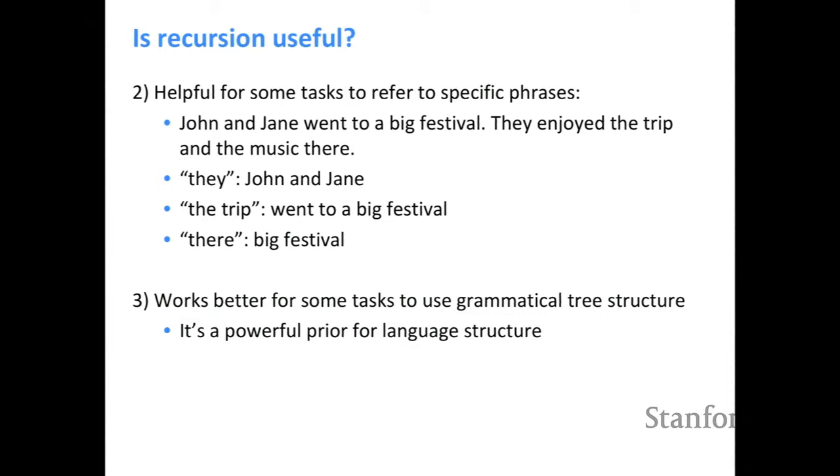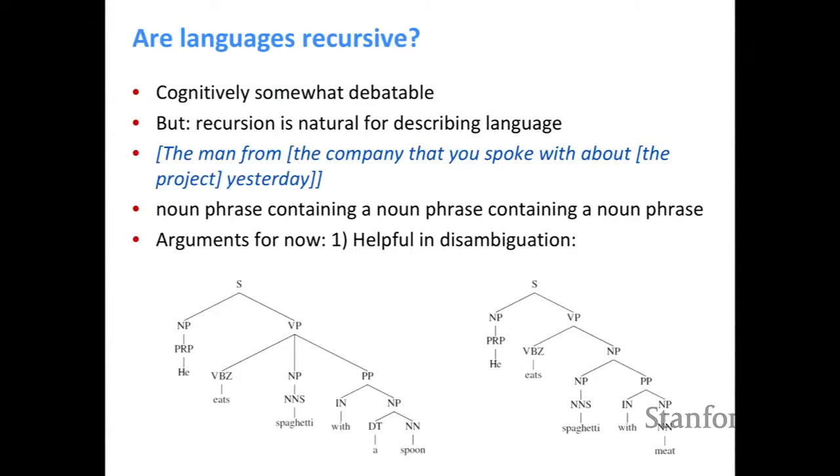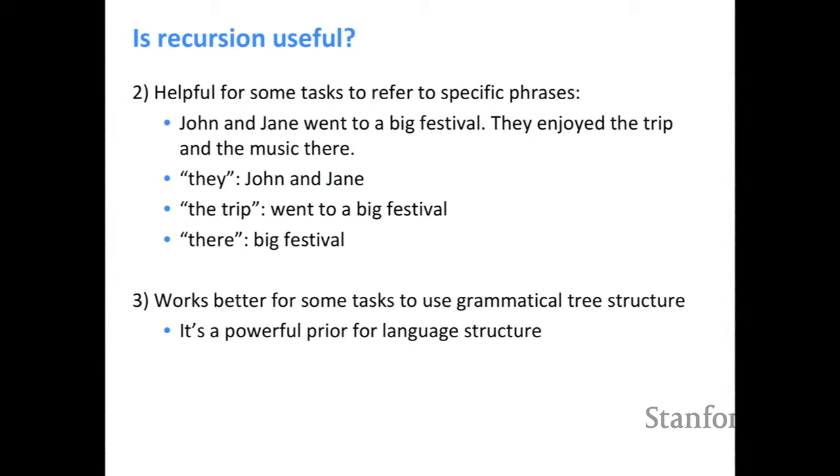And in a constituency parse, that would be one node in a tree like this. It would be one particular noun phrase. The trip refers to a longer phrase, namely went to a big festival, and there refers to the big festival. So those are all nodes in a constituency parse tree that, if we have it, we can refer to directly. And in some cases also, we'll find out which cases those are in a little bit, we just have very practical problems, and having these grammatical tree structures is just a powerful prior and will give us better performance as well.